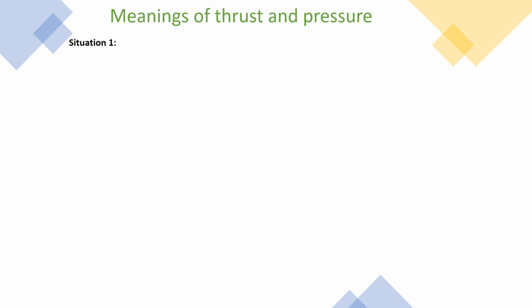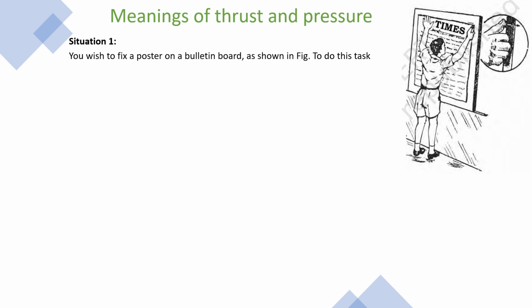Now it's time for us to understand the meaning of the technical words thrust and pressure. Let's understand this by considering two scenarios or situations. Let's go with the first situation now. Assume you wish to fix a poster on a bulletin board, as shown in the figure. To do this task, what do you need to do? You will have to press drawing pins with your thumb. Where will the drawing pins be? Maybe somewhere here, here, here.